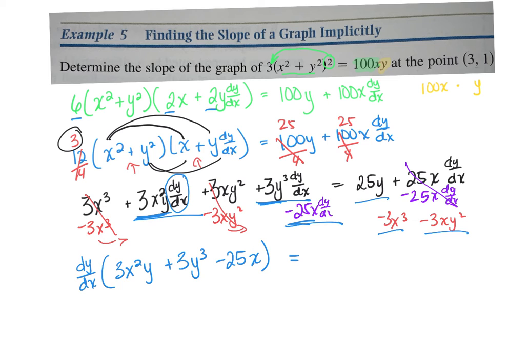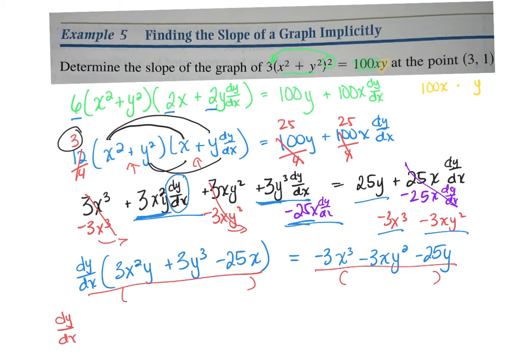And on the right-hand side, I'm left with just my factors that don't have any dy dx's. And then my last step to get my derivative is to divide by this whole big group here on both sides. So my derivative is going to equal the numerator that's on the right over the denominator that I divided by from the left.